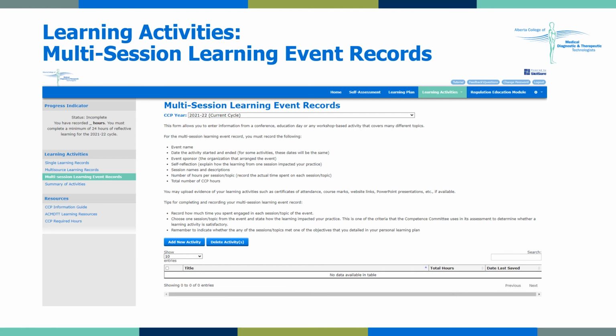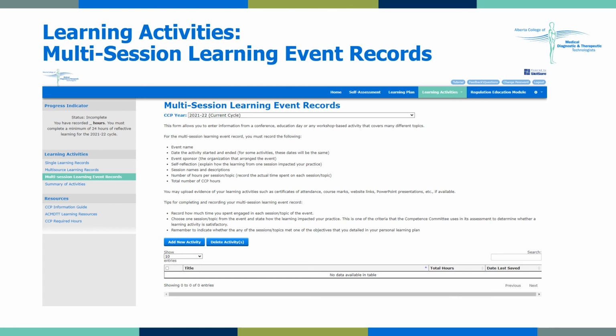The last type of form is the multi-session learning event record. This form may be used when attending events such as conferences, workshops, or employee-required annual continuing education. You may itemize all of the activities done within the span of the event, record all the learning hours, and then self-reflect on only one aspect of it.